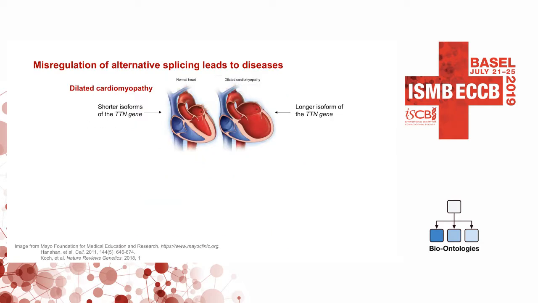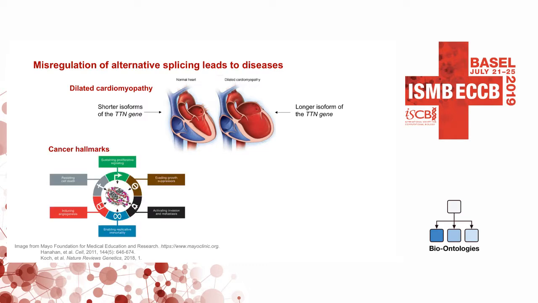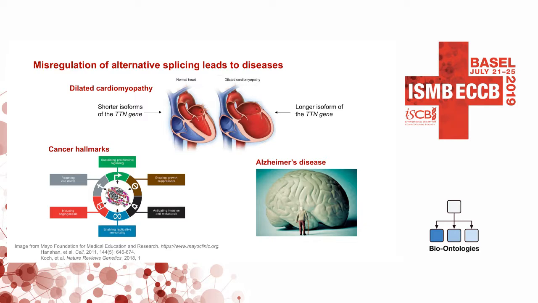First of all, studying isoform function is very important. The expression of different isoforms may lead to diseases. For example, the expression of the longer isoform of the TTN gene makes a muscle heart weakened compared to the normal heart. Other isoform-related diseases include cancers or Alzheimer's disease. So understanding isoform functions can lead to a deeper understanding of these diseases.